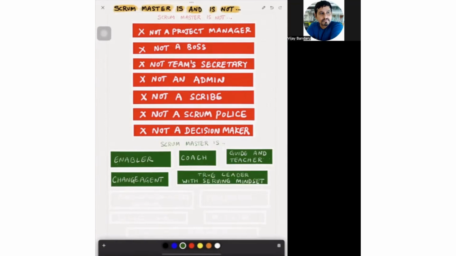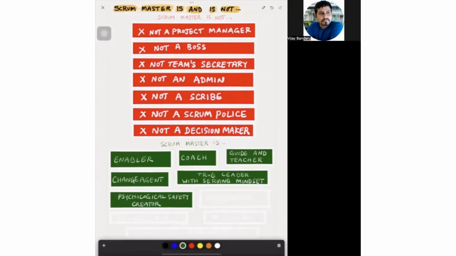And Scrum Master is a true leader with a serving mindset. So Scrum Master is all about selflessness. They don't look for what is in it for me. Instead, they think, what can I do for the team to become better? That's called a serving mindset. And Scrum Master also creates psychological safety. So Scrum Master is called a psychological safety creator.